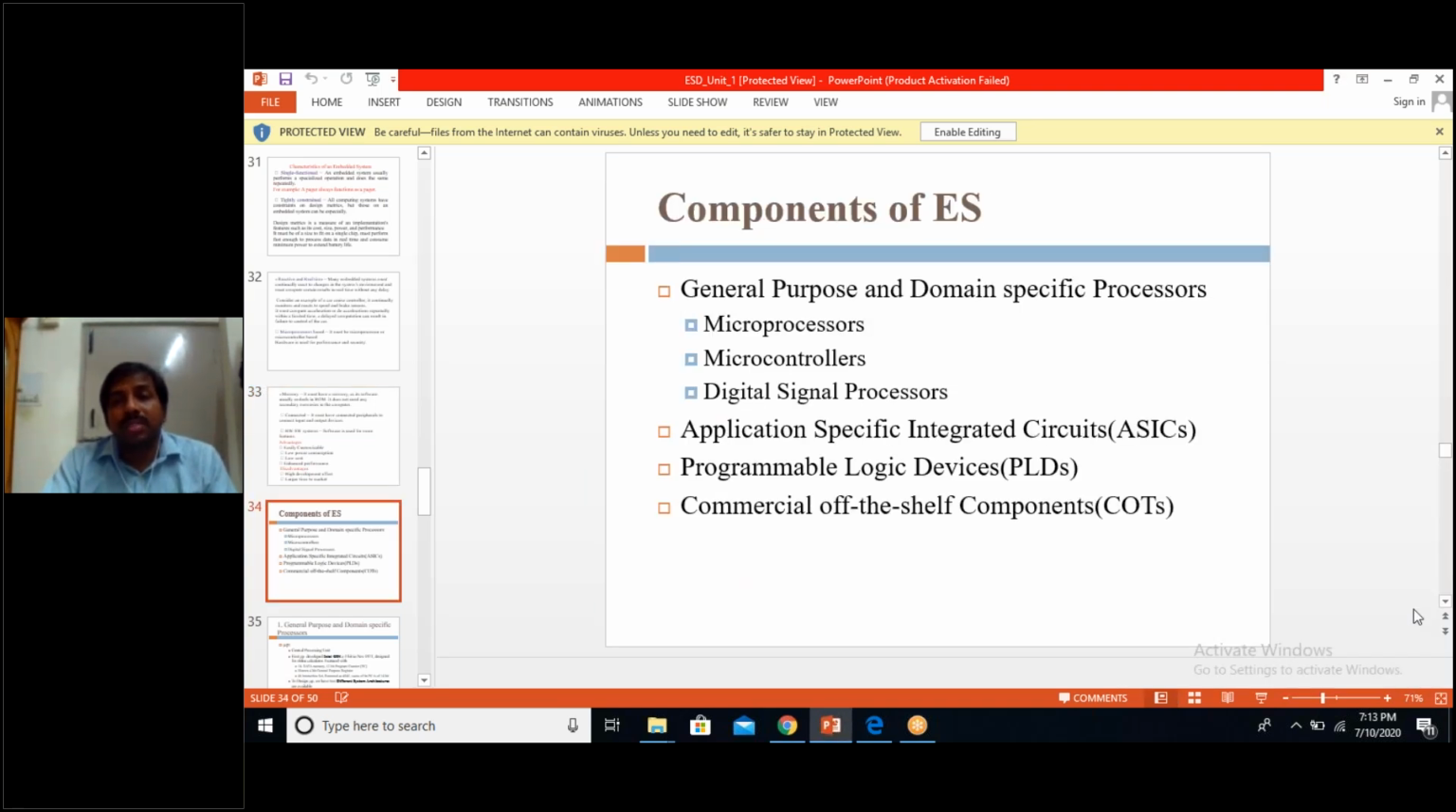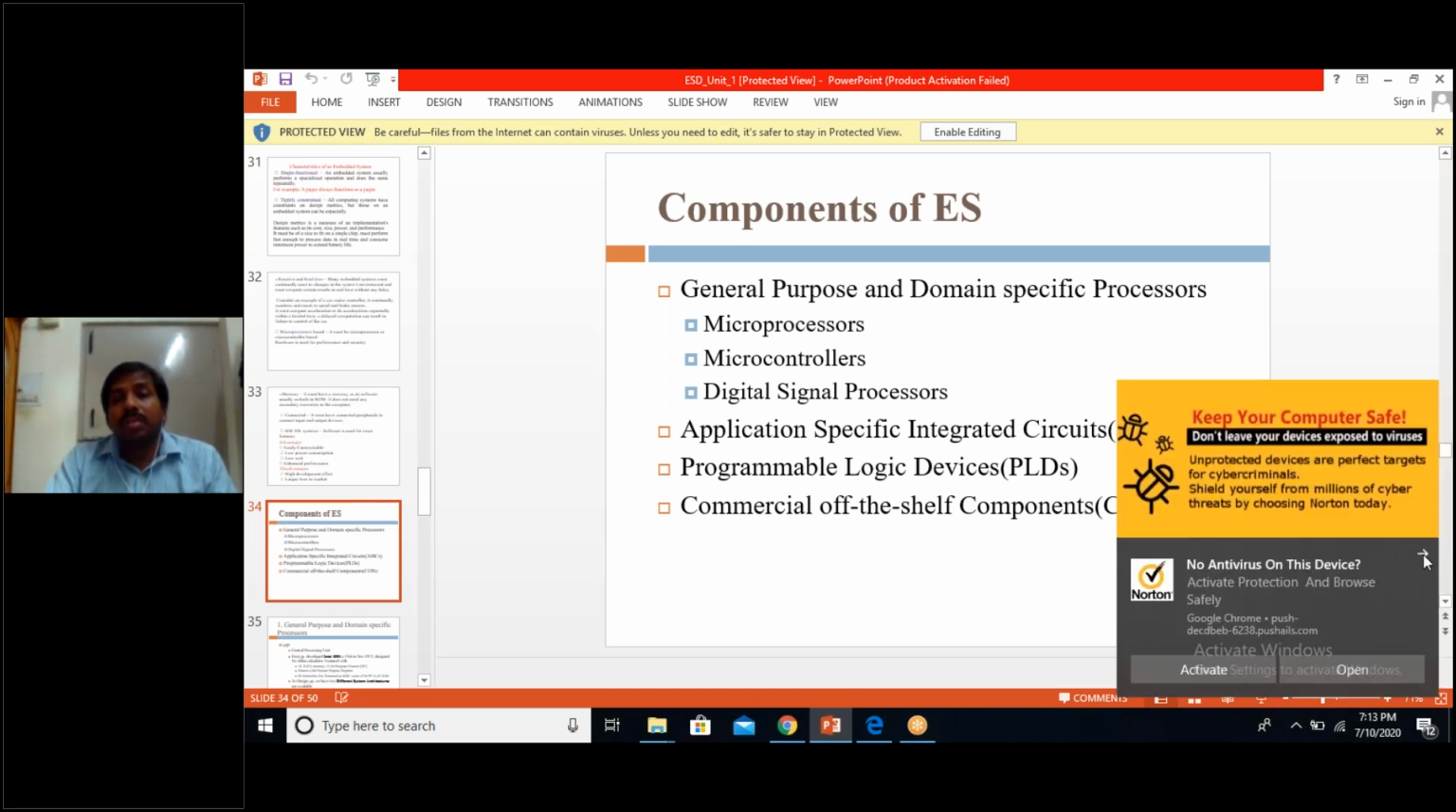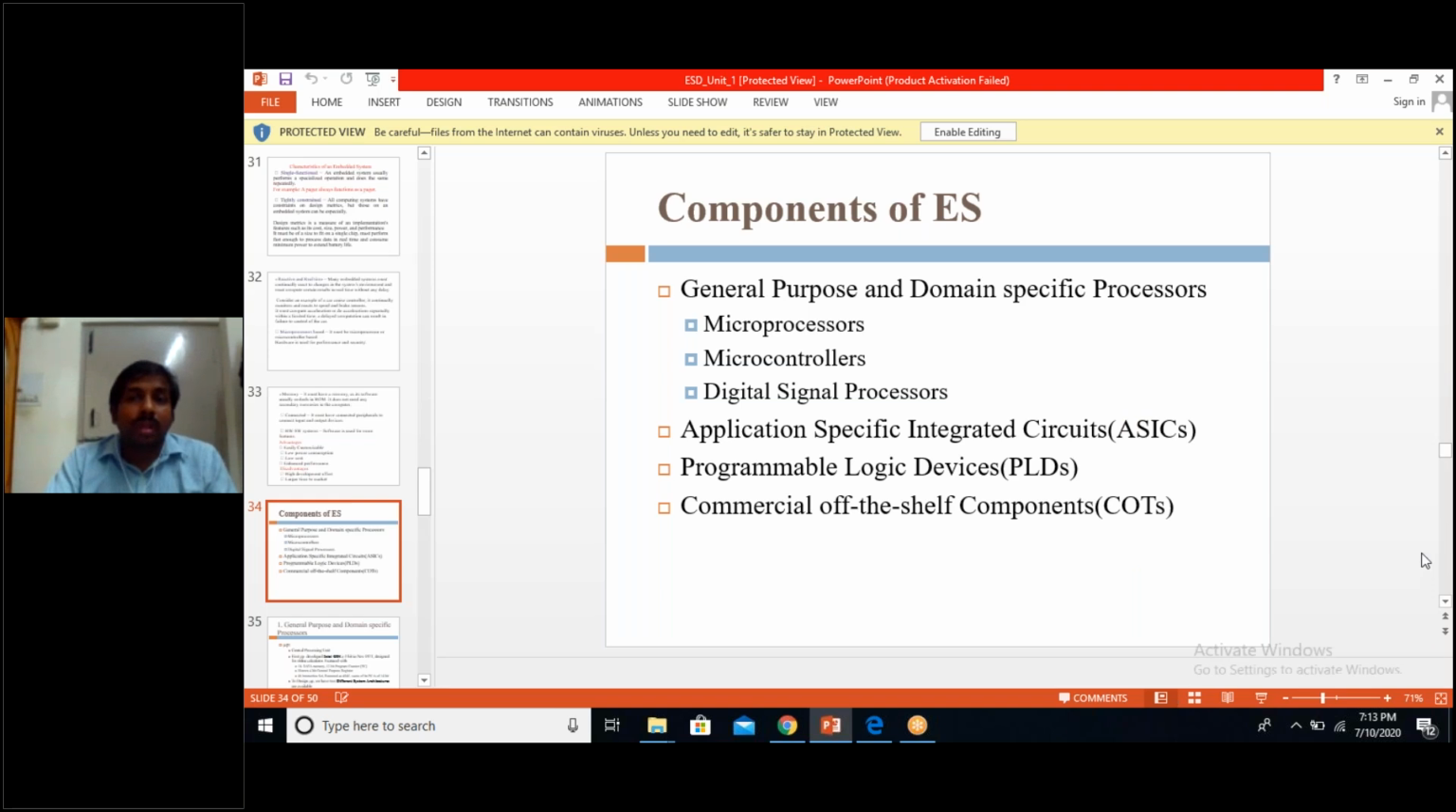Coming to the components of an embedded system, as I told, it is a combination of hardware and software. The software is an application software and a real-time OS. In the hardware part, the core of the embedded system is called the processor. This core is going to control all the peripherals like sensors, actuators, A to D converters, and D to A converters.